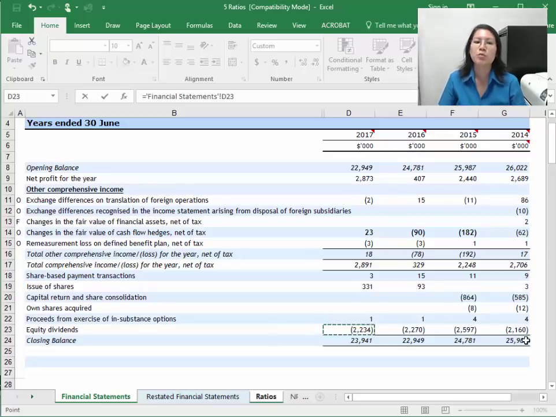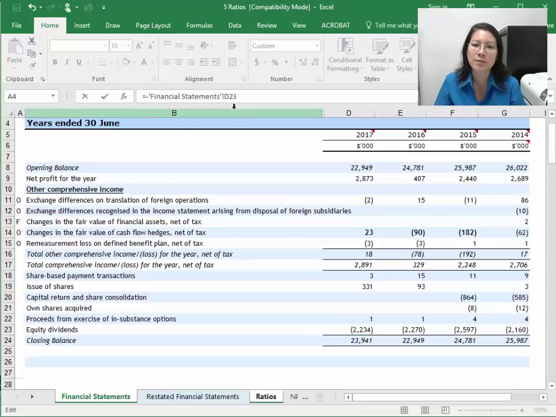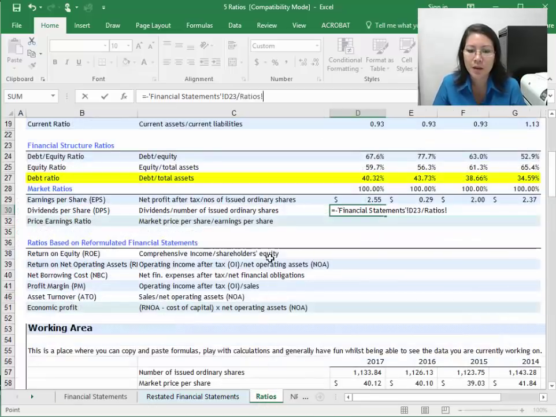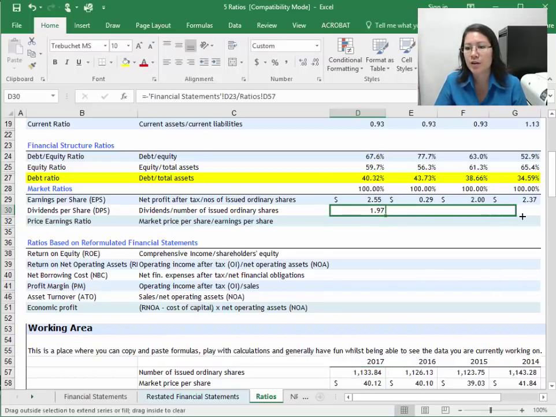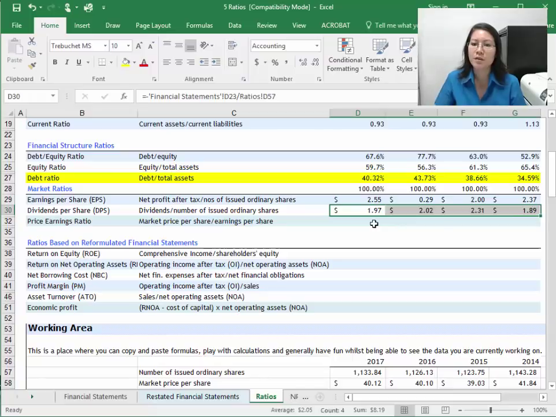Again, Wesfarmers has shown it as a negative equity, which is fine, but for this particular ratio I don't need to show it as a negative sign. So I'm actually just going to put a little negative symbol in here, because I've entered it as a negative and I don't need it shown as a negative. Divided by my number of ordinary shares down here, hit enter, and fill that across, and that's $1.